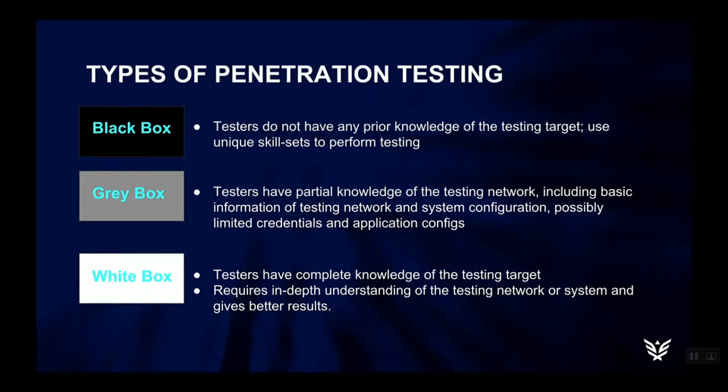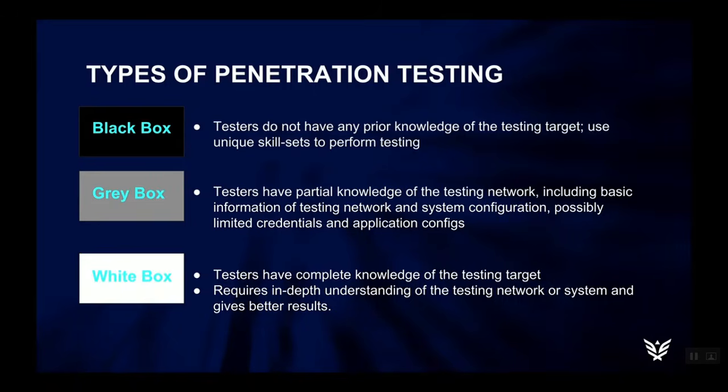The gray box approach is getting a partial knowledge of the network, right? Including some basic information about the actual system configuration, possibly some test credentials to basically probe what's on the actual systems, and maybe sometimes application configurations as well. And then you have the insider view, the white box, right? Which is basically a pen tester has complete in-depth understanding of the entire network environment.